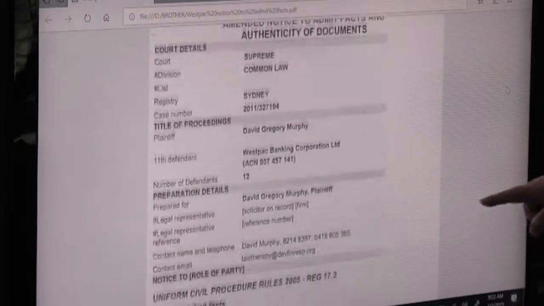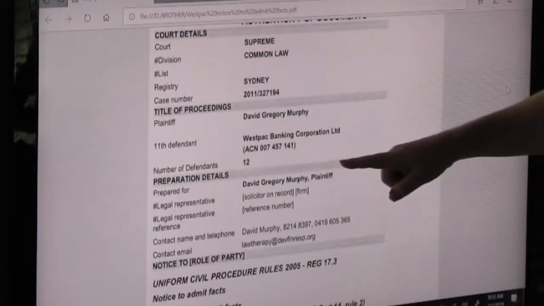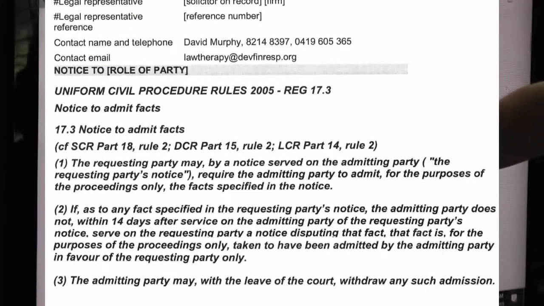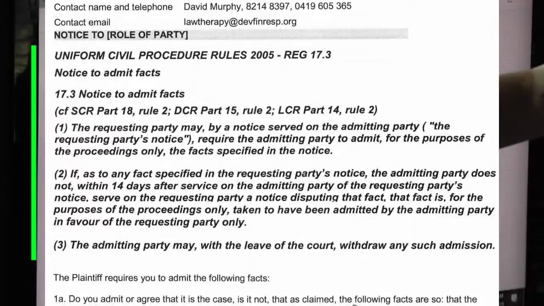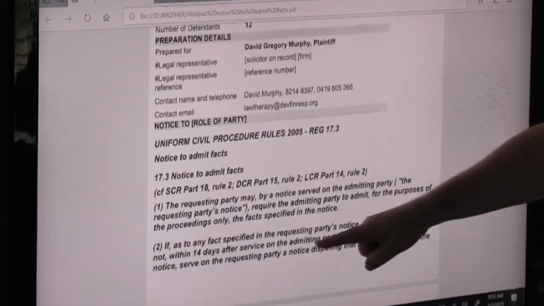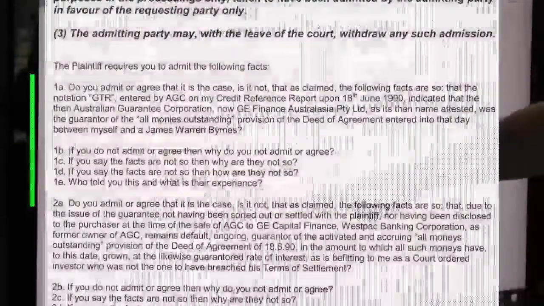When you do your notice to admit facts, you take the form off the website for the courts, and the good idea is to copy into it the actual legislation, the section 17.3 or whatever it is, put it actually in there so they're on notice, so everybody knows what the rules are. So you put in the rules from the Uniform Civil Procedure rules, put them in there, then go down a bit, and then you start asking away.